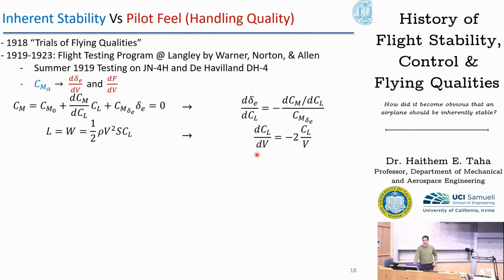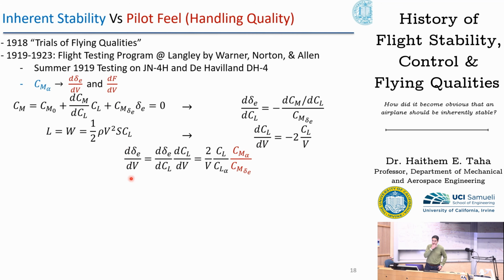That's easy. And you can use the 2 relations to write down how much change in the elevator deflection per speed. And you can see that this slope is proportional to Cm alpha directly. So the larger the Cm alpha, the larger this slope. But unlike Cm alpha, this can be observed in flight. We can measure the elevator deflection in flight. We can measure the airspeed in flight. So that was a good thing.